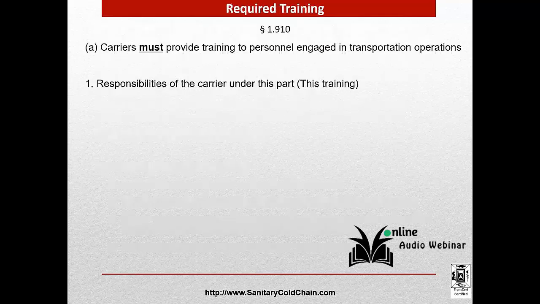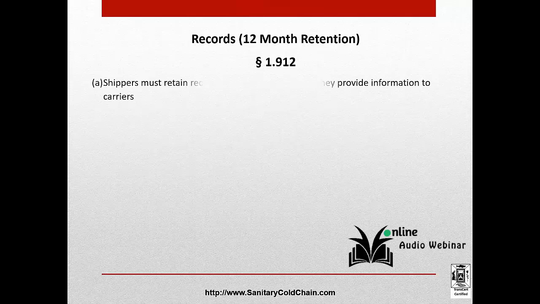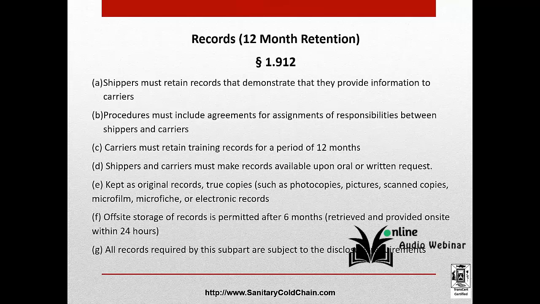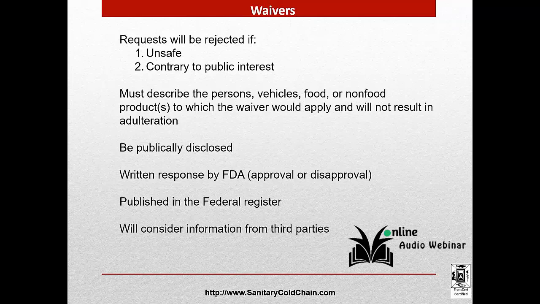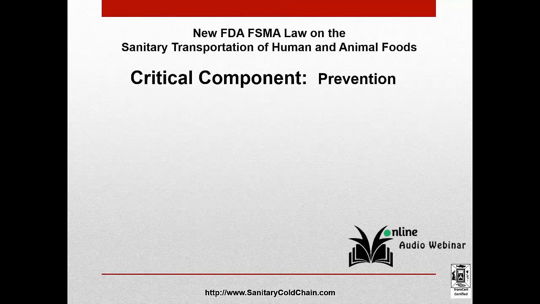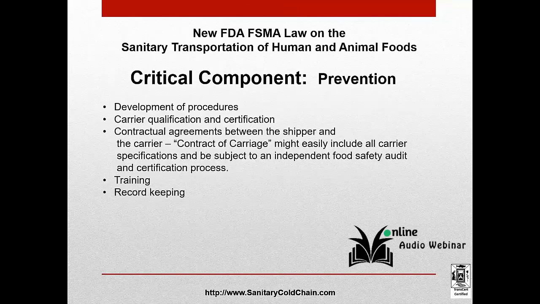Carriers must provide training to personnel engaged in transportation operations. There is a 12-month record retention requirement. Again, the feds can come in and grab what they want, when they want, anytime they want. You may apply for a waiver and you can have input from your receiver. The critical component of all this is prevention. Make sure everybody's trained, you have your record keeping.